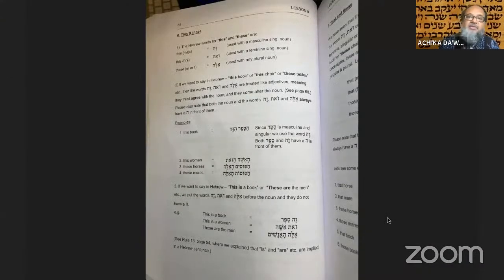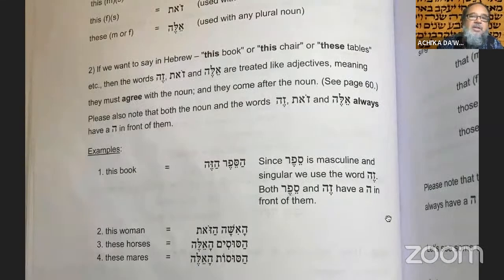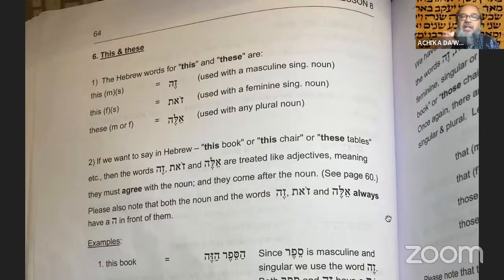I'm gonna share my screen. And here we go. All right, so where we left off was page number 64. Okay, I'm gonna make it huge. All right, so now we're gonna be dealing with these terms called this and these, okay?